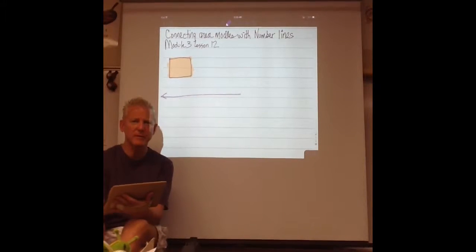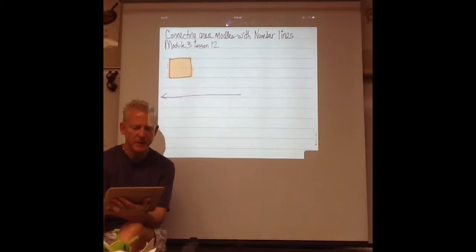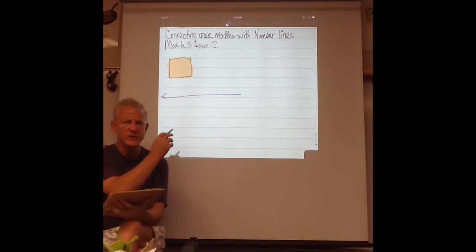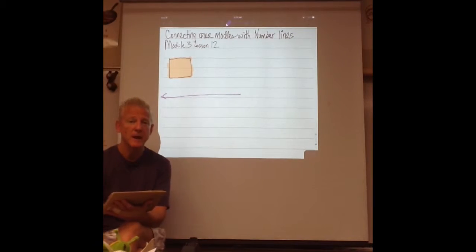Back to math. We're going to be talking about connecting area models with number lines. As you see, we have our orange square up there.